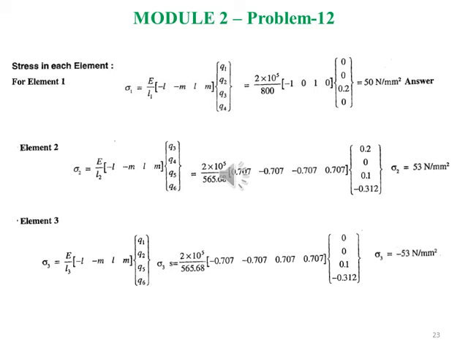Similarly, sigma 3 has to be calculated using the data for element 3 alone. Sigma 3 comes to be minus 53 Newton per millimeter square. So stress in each element is calculated.